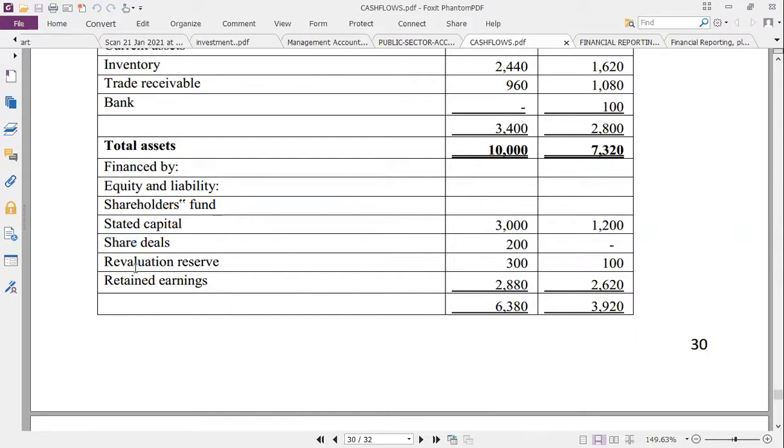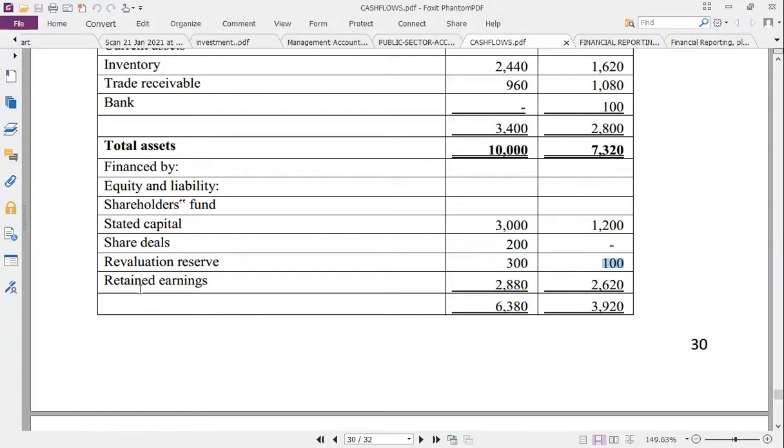Revaluation reserves, I like that. He didn't mention anything. Have you seen the movement? Check the movement of the revaluation reserve. At the start it is 100 and the end is 300. It means that through the year, they had a revaluation gain of 200. If you're calculating the PPE, don't forget to add it to it. That is all. You are done.